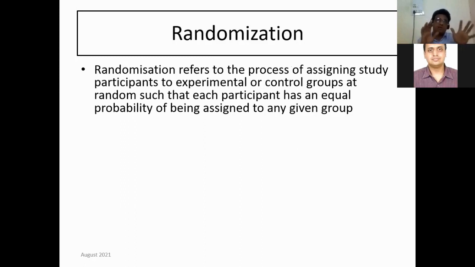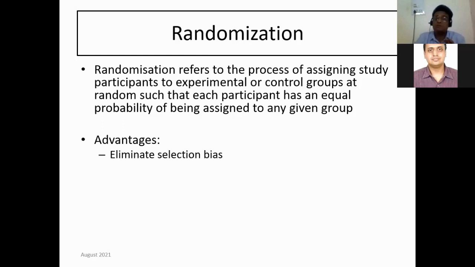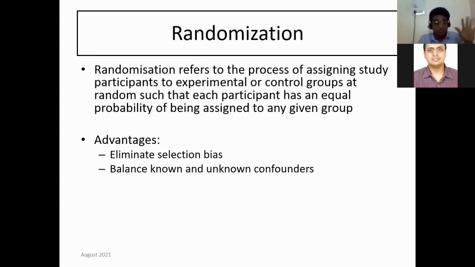Now, once you have decided the target population, the next step that comes is randomization. Many students get confused about what is randomization and what is allocation. So just remember that randomization refers to a process of assigning the study participant to the experimental group or the control group at random, such that each participant has an equal probability of being assigned to any group. That means randomization is going to eliminate the selection bias. It is going to balance all the known and unknown confounders.